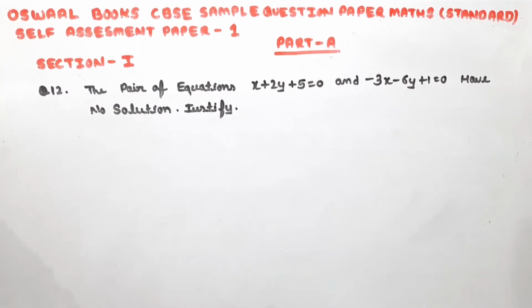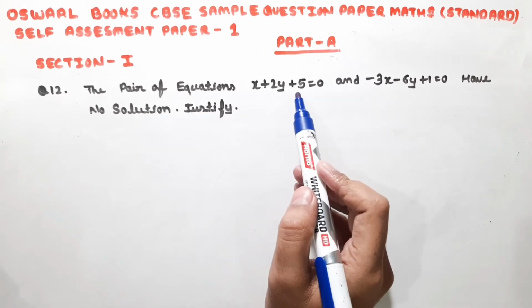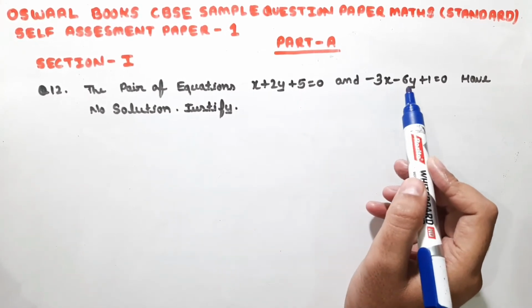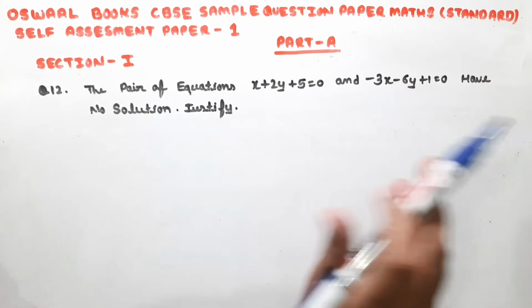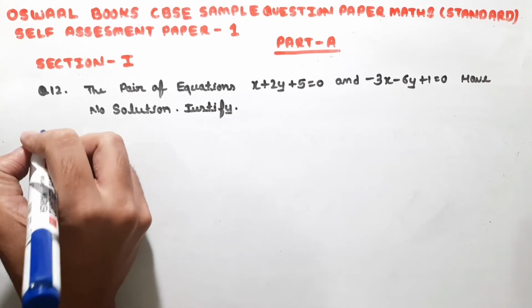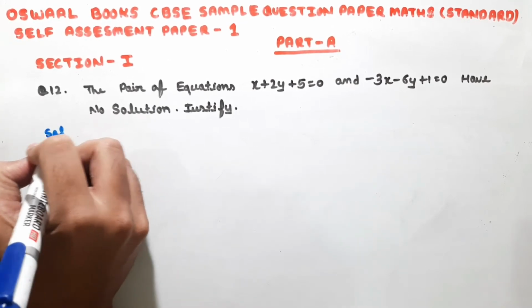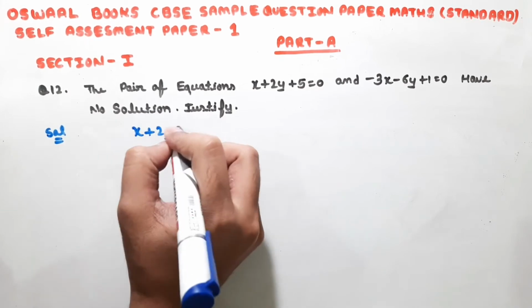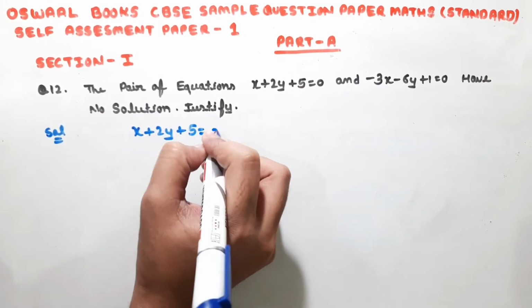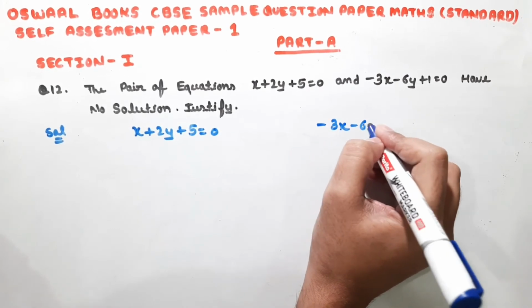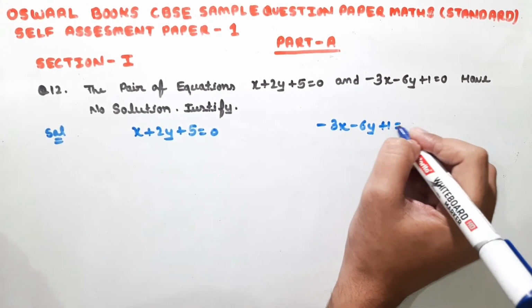Question number 12. The pair of equations x plus 2y plus 5 equals 0 and minus 3x minus 6y plus 1 equals 0 have no solution, justify. In this problem, we have been given two linear equations, that is x plus 2y plus 5 equals 0, and the second equation, that is minus 3x minus 6y plus 1 equals 0.